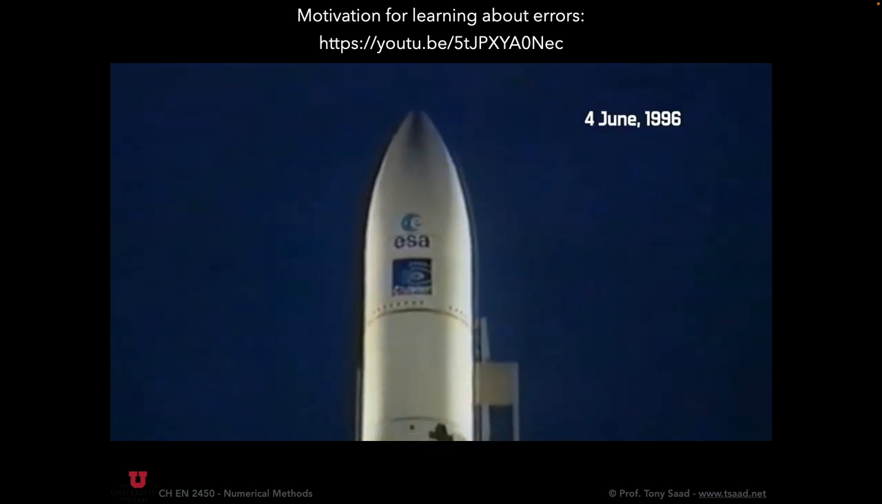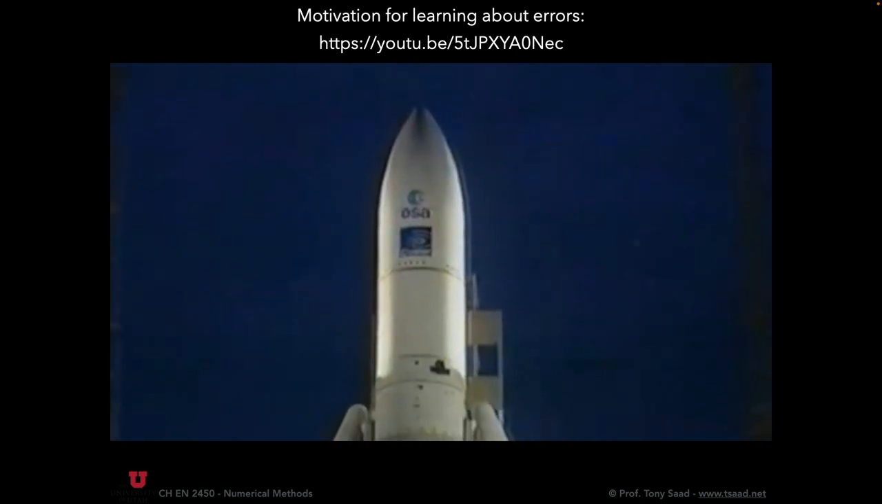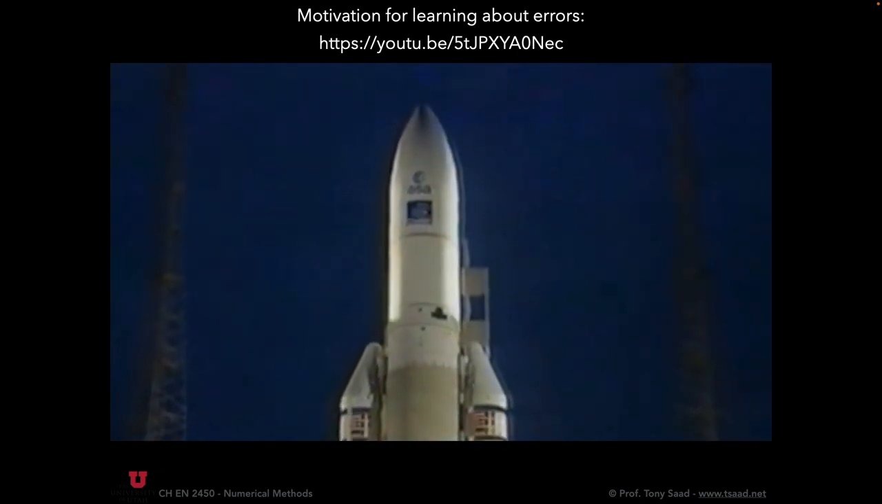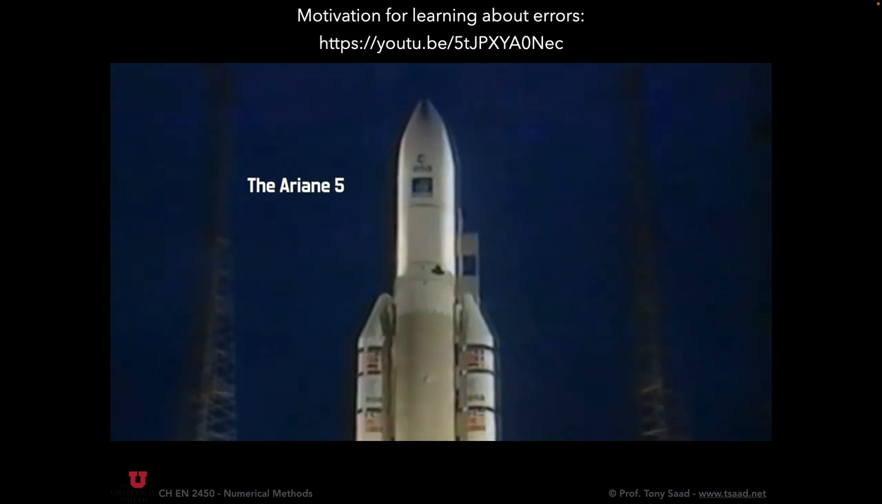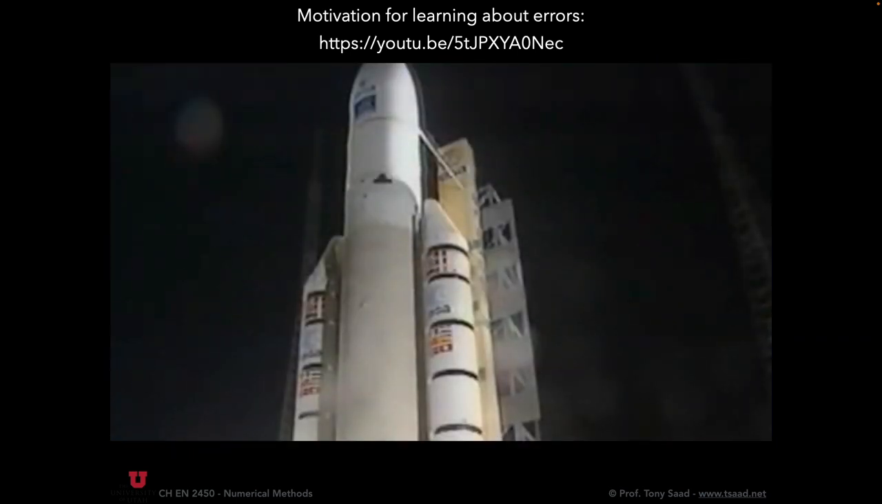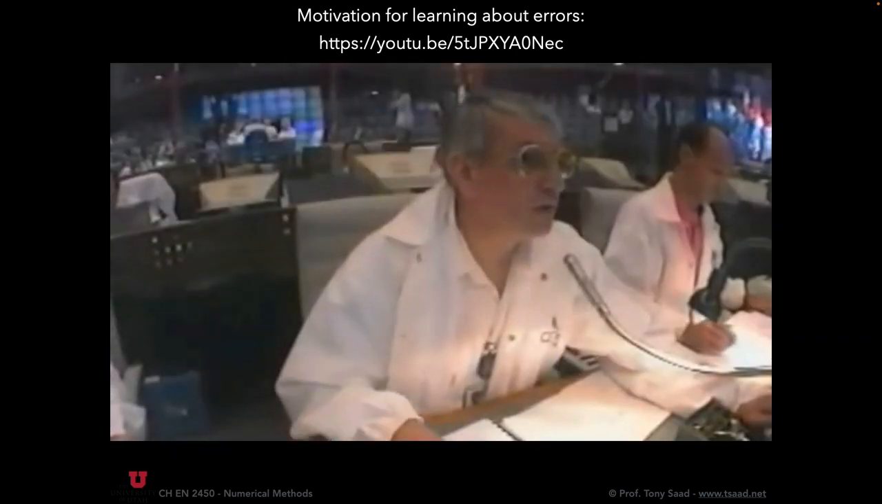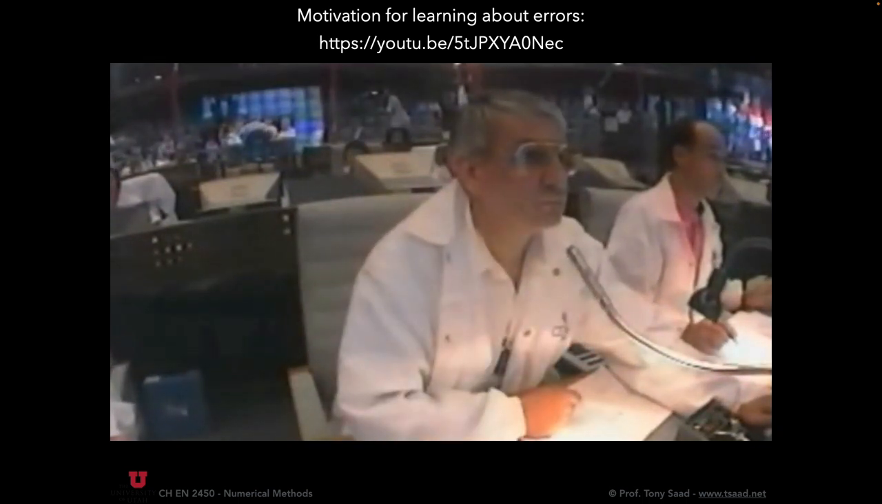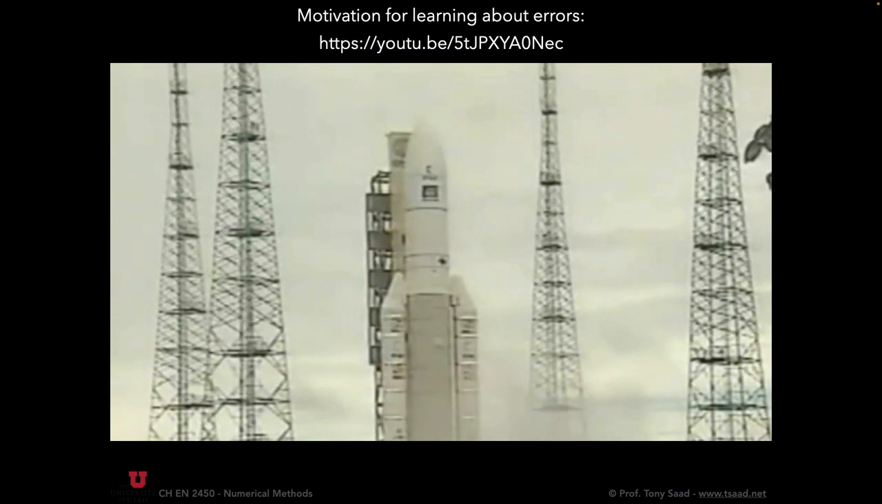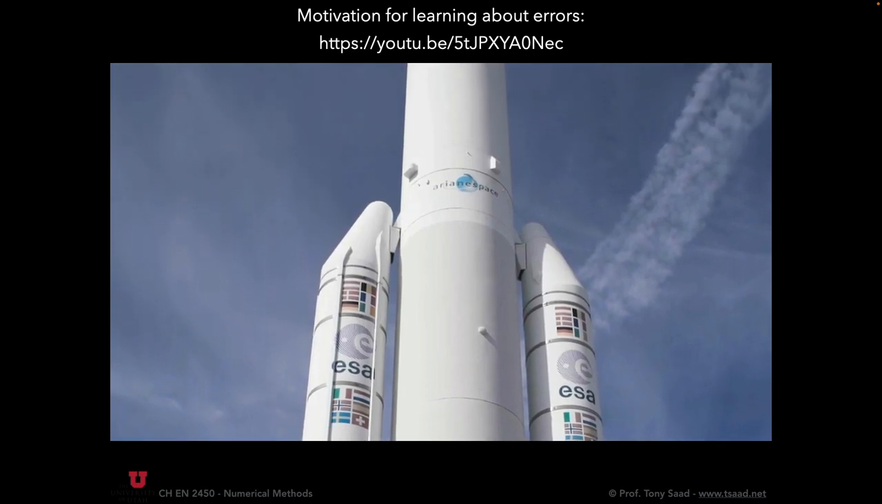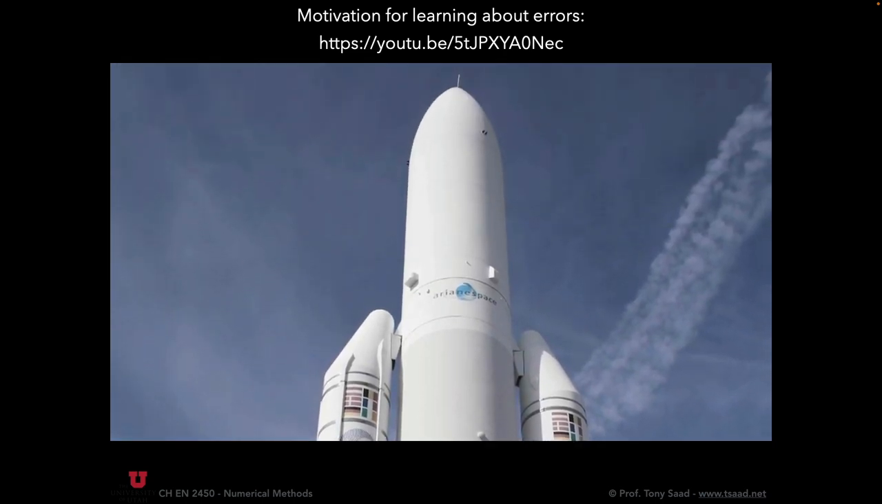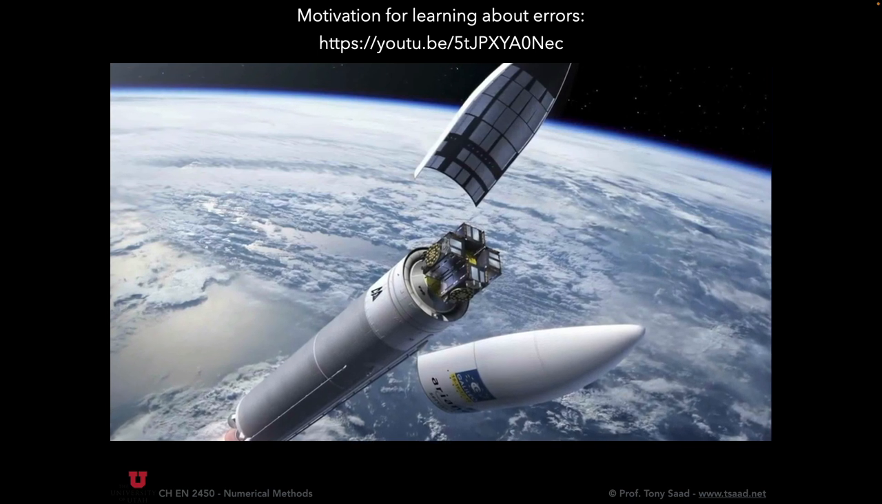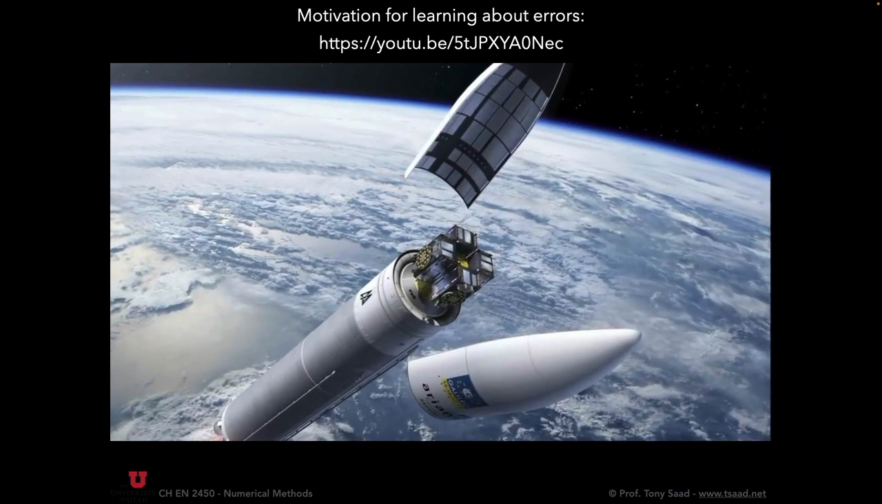It's the 4th of June, 1996. And the European Space Agency is launching its brand new Ariane 5 rocket for the first time. This is a big deal. The Ariane 5 is designed to carry large, expensive scientific and commercial payloads into space and heralds a brand new era for the ESA. A decade of design and testing and billions of euros have led up to this day. The Ariane 5 rocket carries no astronauts. The first payload is 4 very expensive scientific satellites to be delivered into orbit.